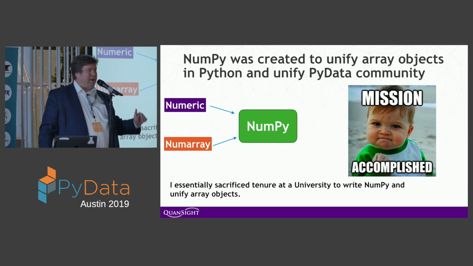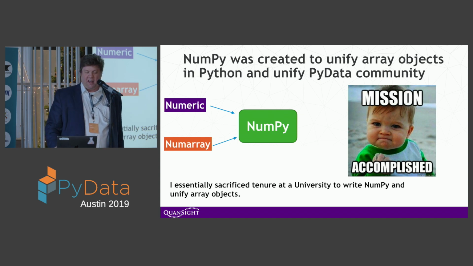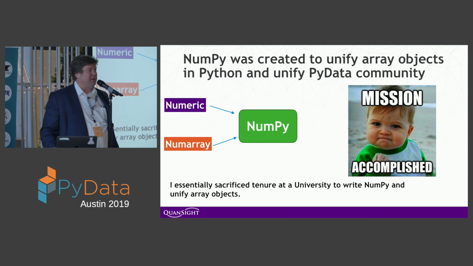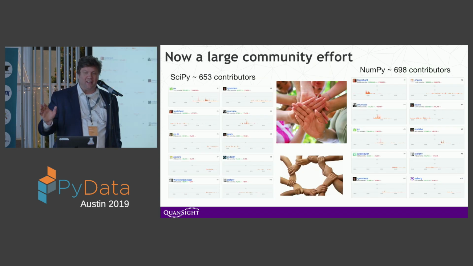And instead of writing papers and grants, I wrote NumPy, and so my tenure committee thought I didn't do enough work, and effectively I didn't get tenure at a university because I wrote NumPy. But we had this massive community success, so I'll take that. I would definitely make that trade again.